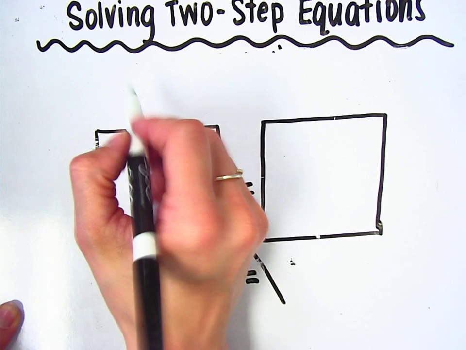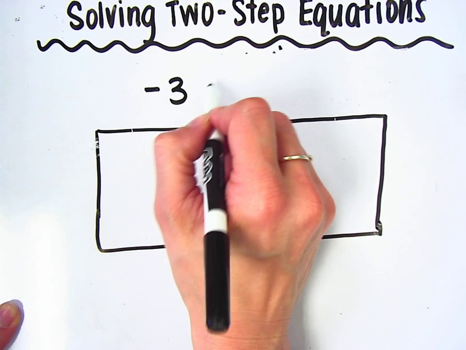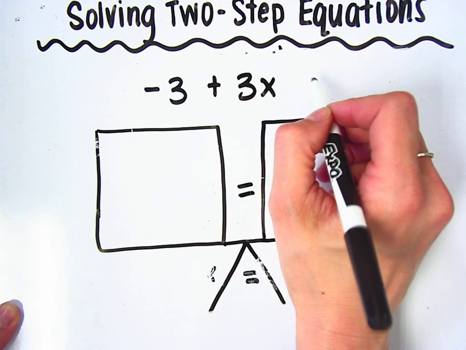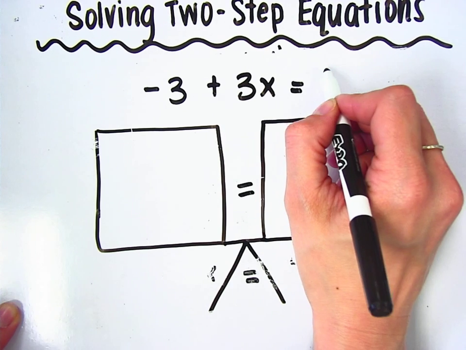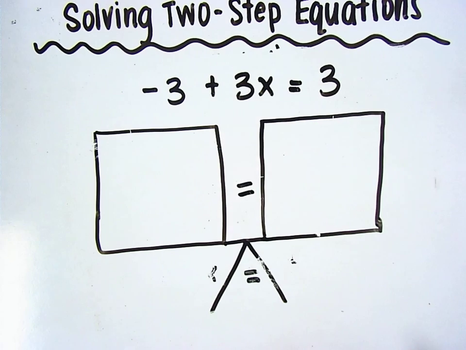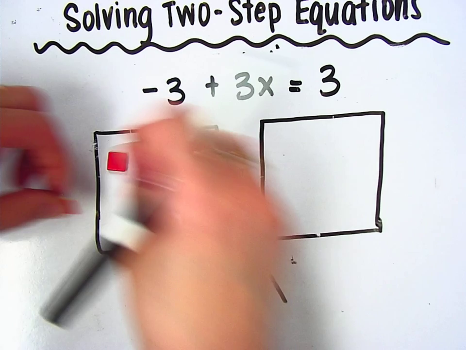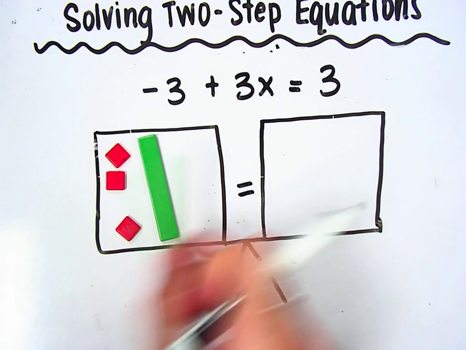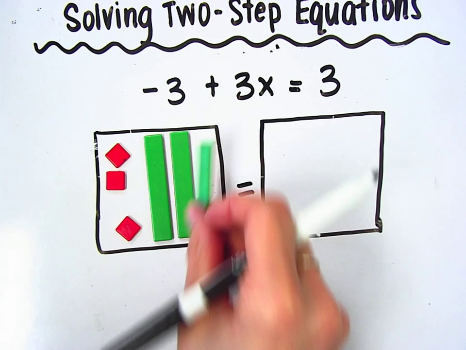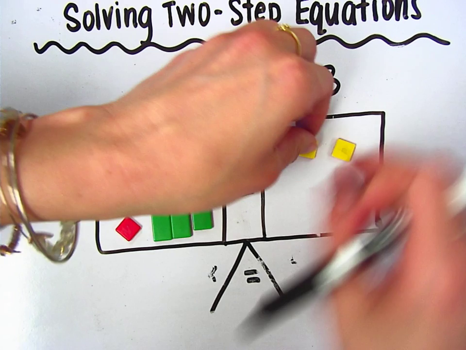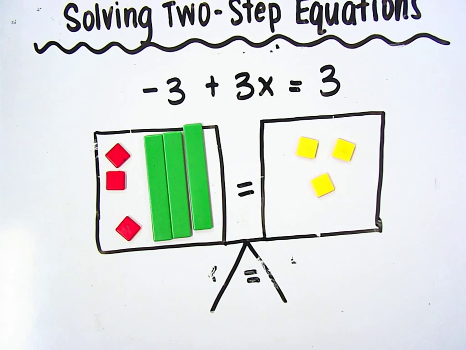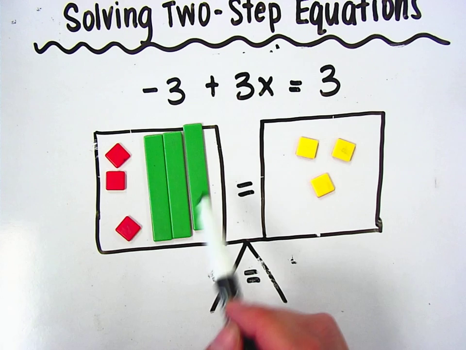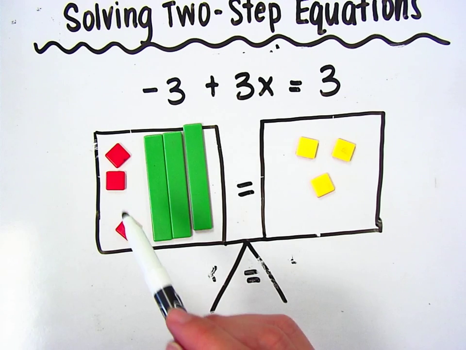Our next example is going to be -3 plus 3x is equal to 3. We're going to represent this by taking 3 negative tiles and 3 x's in the first box and 3 positives in the second box. Again, our goal is to move away anything that is with our x's.